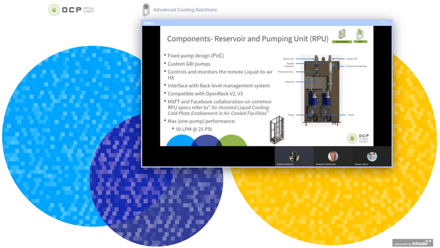The design uses redundant custom GRI pumps with maximum one pump performance of 50 liters per minute at 25 PSI. The pumps are fixed in the current POC, but we are driving for hot swappability in future iterations. The system can monitor supply and return pressures and temperature, as well as flow rate and pump speed.